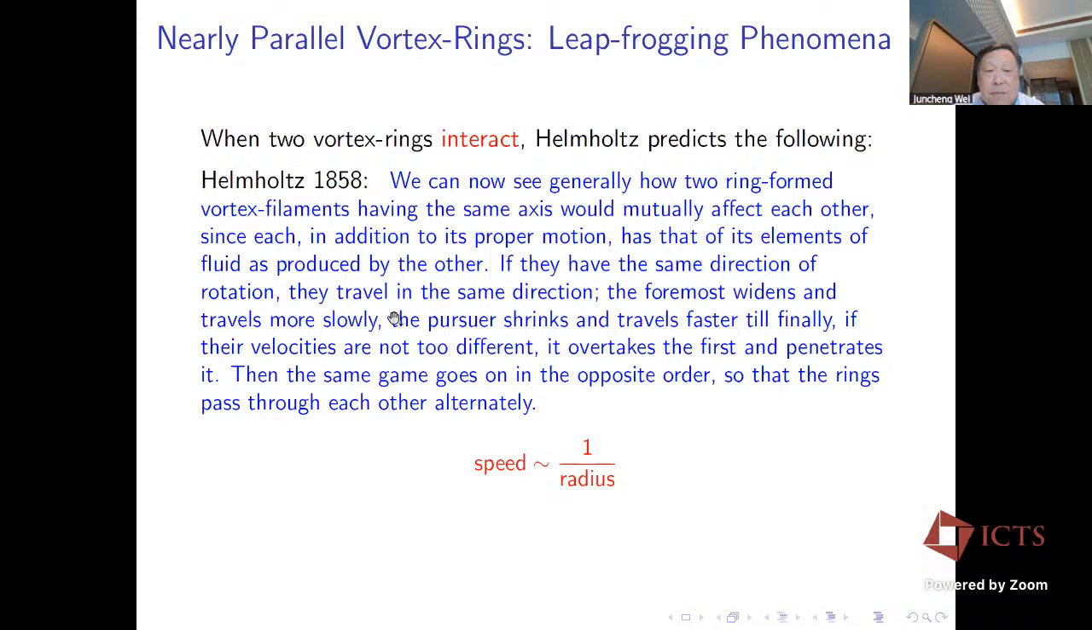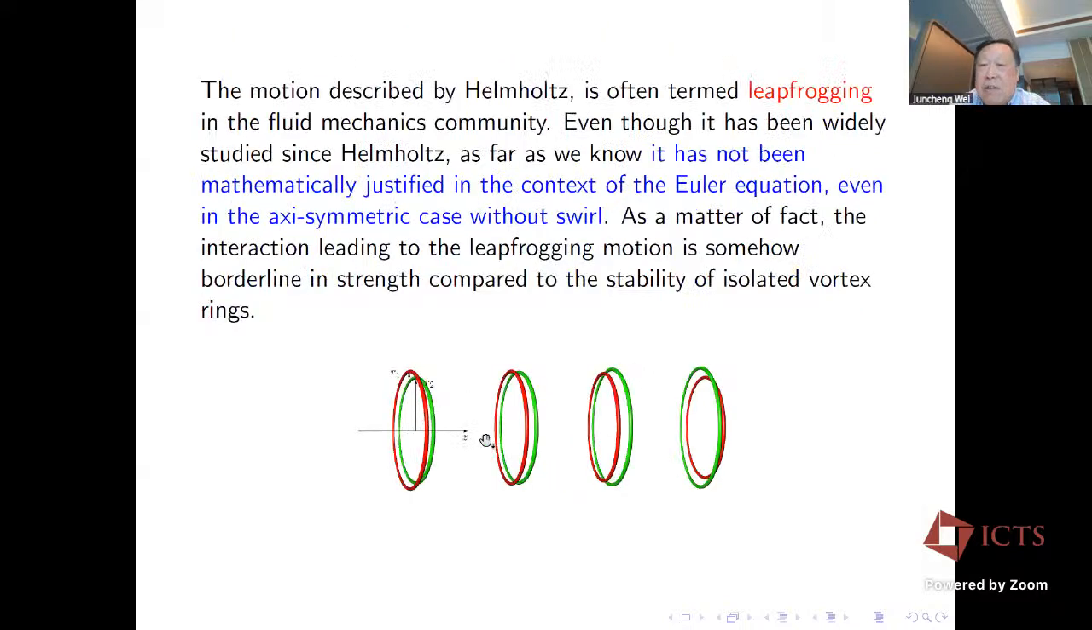if they travel in the same direction, the front one widens, so it becomes large and slower, so the radius becomes large and then the speed is slower, and the one behind, its radius becomes small, so it travels faster, since the speed is like 1 over the radius. So what happens is called the leapfrog phenomenon.